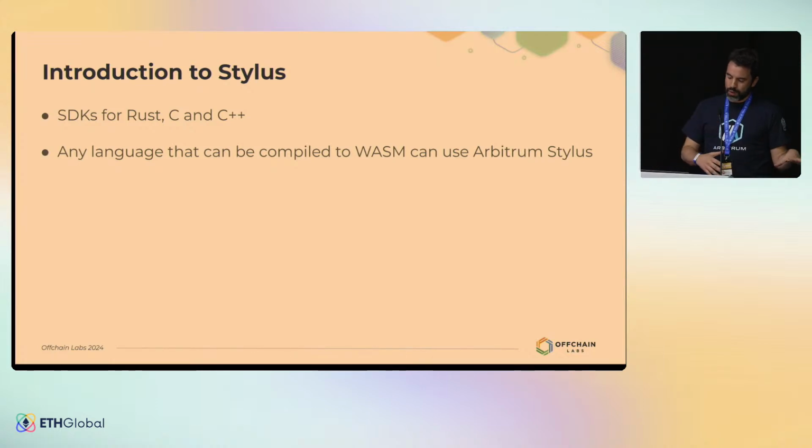So right now we have an SDK for Rust, C, and C++. If you are going to build something on Stylus during this weekend, if you want to do it on Rust, there is a great SDK for doing that. But basically any language that can be compiled to WASM can use Stylus. And actually we have examples of programs written in C and AssemblyScript as well, without the use of any SDK, just in raw WASM code.